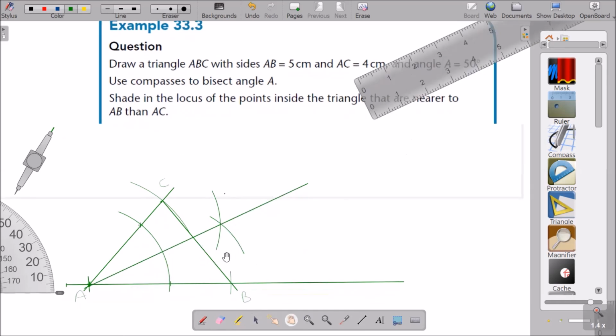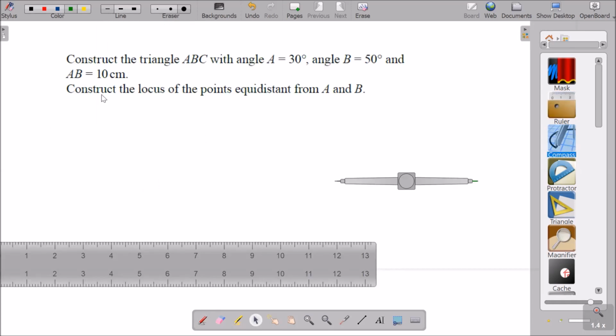We want points inside the triangle that are closer to AB than AC. So it's all these points. Everything below this line, this bisector, is closer to AB than AC, and it's inside the triangle. So that's what we have. That is the solution. Let's look at this question.